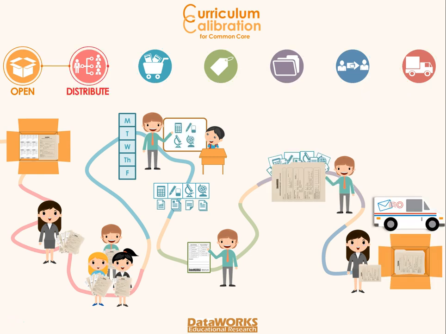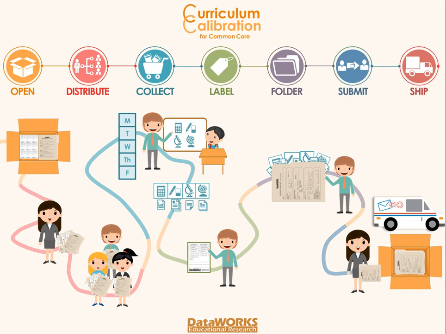So, you may be asking, what happens next? Well, the team of calibrators at DataWorks will receive your box and begin calibrating all of your assignments. For every assignment, they will determine if it meets the rigor of the standard and how well it aligns to the Smarter Balanced assessment questions. If it does not, they will provide constructive suggestions for modification that will ensure alignment for Common Core success.